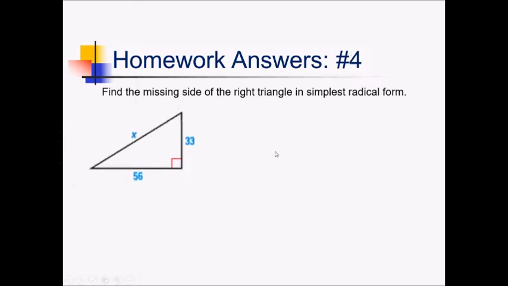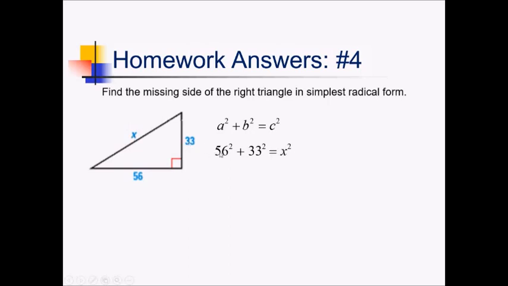For this problem, I want to find the missing side of this right triangle. So let me use the Pythagorean theorem since I already have two sides of a right triangle. That's a squared plus b squared equals c squared. And the c value in this case, across from the right angle, is going to be this x right here. So that means a and b are these other two sides that we actually know. So I can write 56 squared plus 33 squared equals x squared.